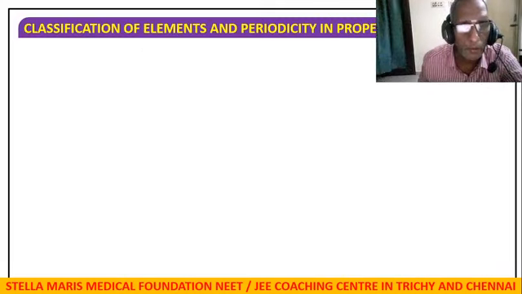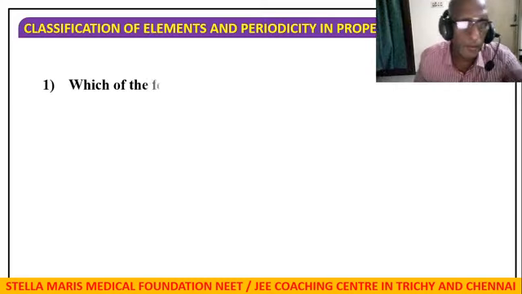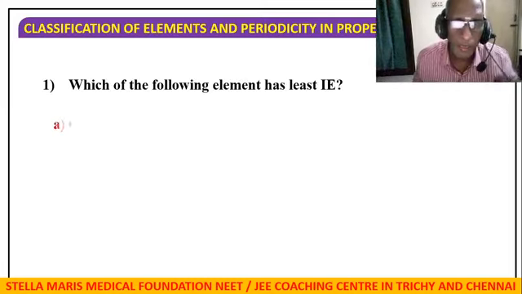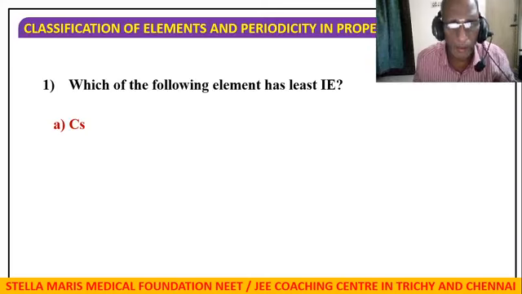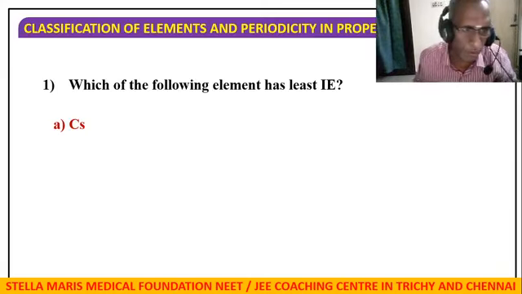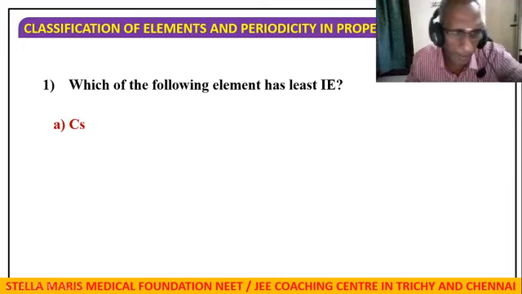With this, you can finish. You can see the electron gain enthalpy in the last class, and also this multiple choice question. All of you, please go through these factors and have a glance over them.